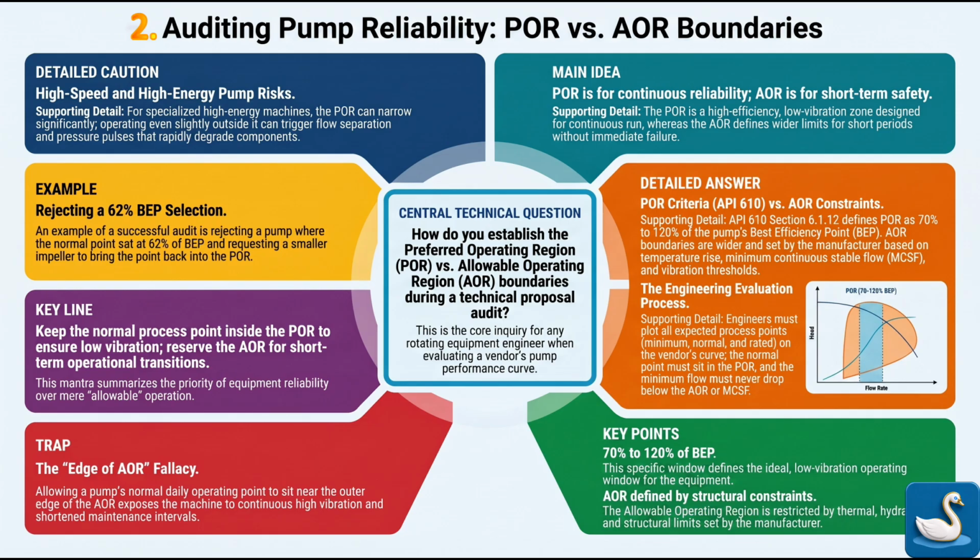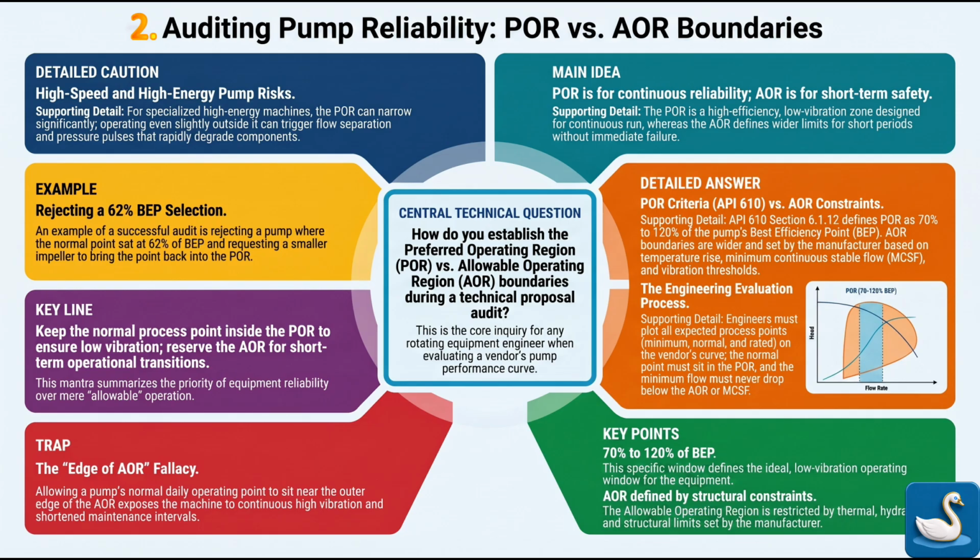How do you establish the preferred operating region, the POR, versus the allowable operating region, the AOR, boundaries during a technical proposal audit? The boundaries are dictated by API 610 standards combined with the physical limitations of the selected machine. API 610 section 6.1.12 clearly defines the preferred operating region, or POR, as extending from 70% to 120% of the pump's best efficiency point, the BEP.